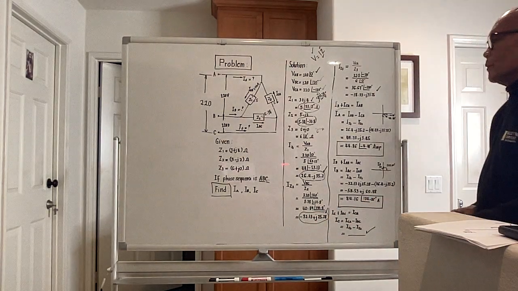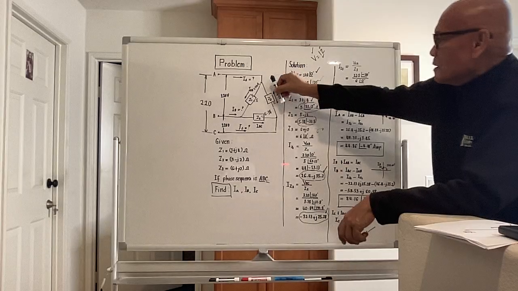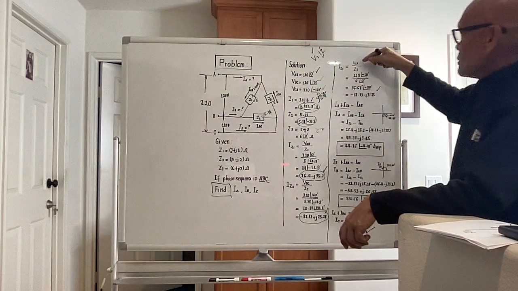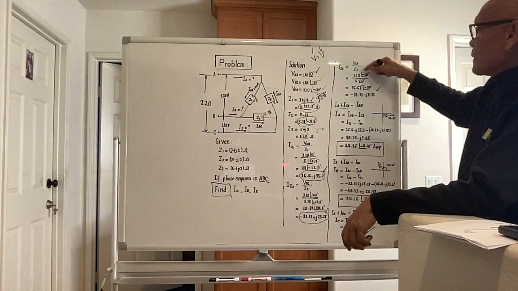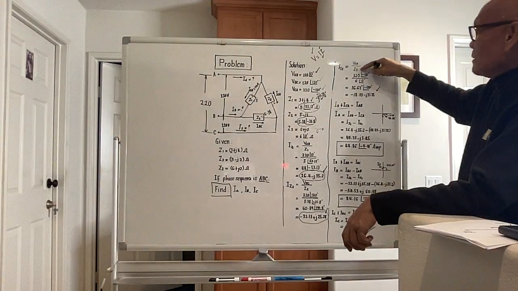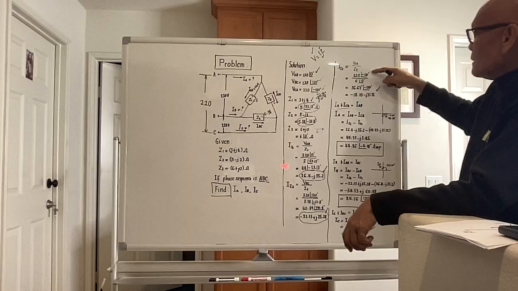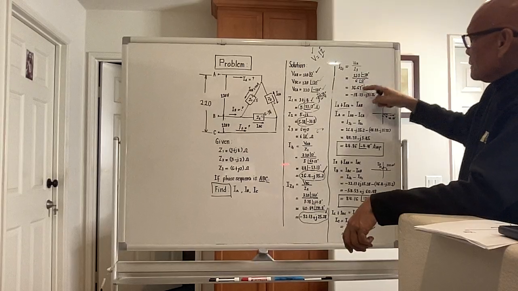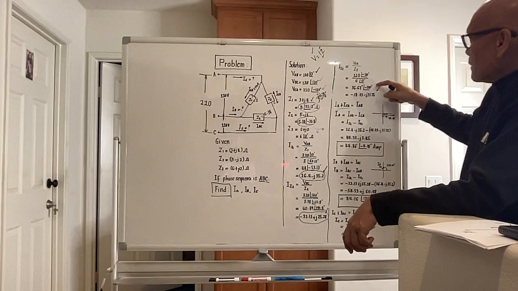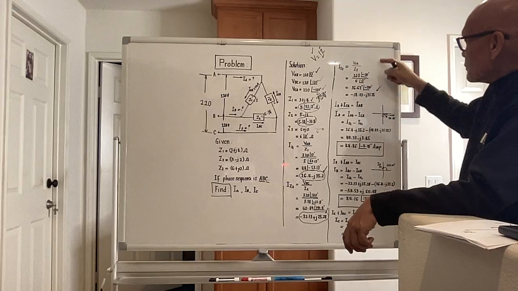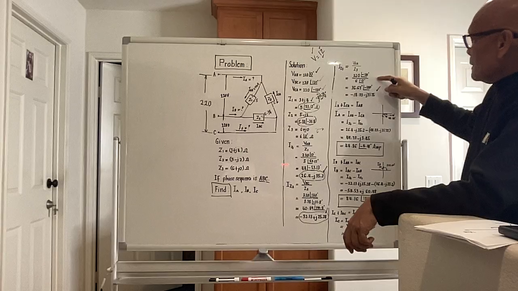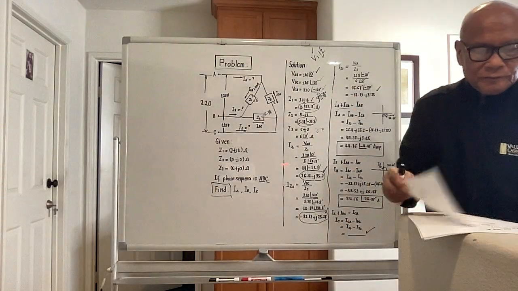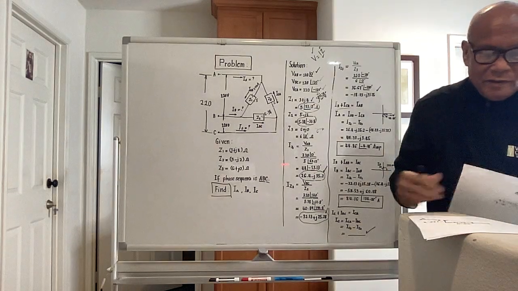For current Z3, it should be the voltage between C and A. So this is V sub CA over Z3: 220 angle 120 over 6 angle 0. That is 36.67 angle 120, since 120 minus 0 is still 120. This is in the second quadrant. I sub Z3.